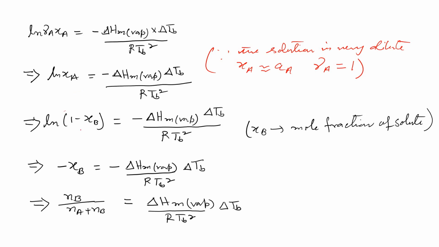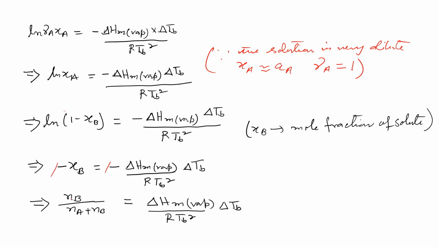Then xa I can write as 1 minus xb, because there is one solvent and one solute, and we know xa plus xb. Xa is the mole fraction of the solvent, xb is the mole fraction of the solute. Xa plus xb will be equal to 1, so 1 minus xb, then the same term minus delta Hm vaporization into delta Tb divided by RTb square. Now if you expand this one, after expanding and neglecting the higher terms, it will be minus xb is equal to minus delta Hm vaporization into delta Tb divided by RTb square. Now the minus signs will get cancelled.